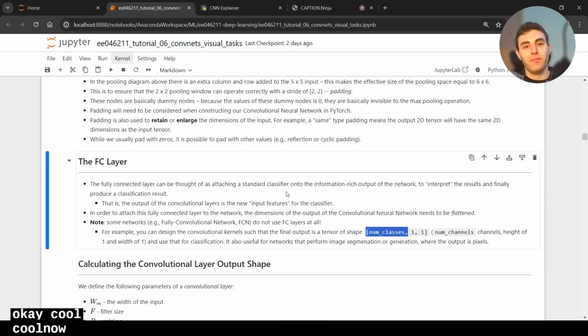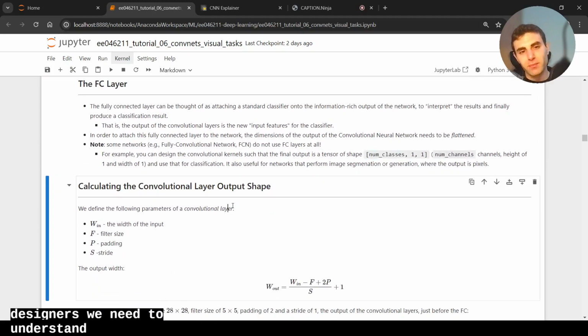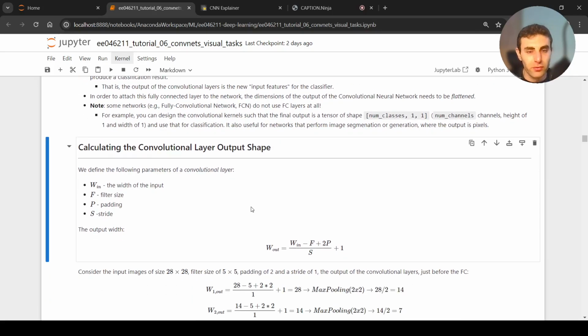Now, as the designers of CNNs, we need to understand what is the input and output dimension of each layer, because eventually, if you decide to put a fully connected layer, you need to understand when you flatten the 2D features, what is the shape of the flattened vector. So you need to calculate it. And the way to do it is to just understand how the convolutional layer works.